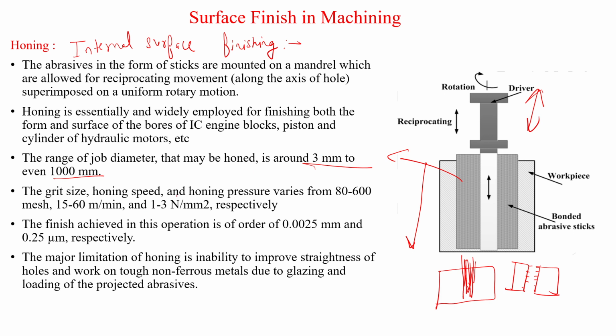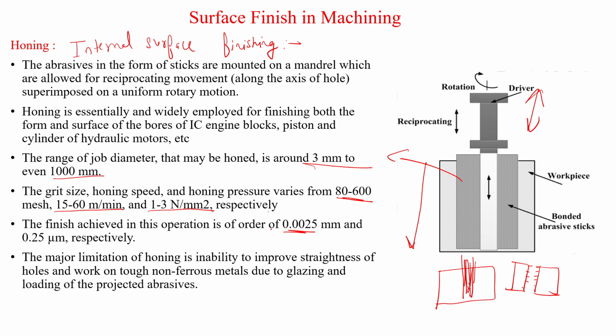The grit size, honing speed and honing pressure vary. Grit size is 80 to 600 mesh, honing speed is 15 to 60 meters per minute, and honing pressure is 1 to 3 newton per mm square. You need to understand this, because it can directly be asked in the exam, in fill in the blanks or match the following. The finish achieved in honing is in the range of 0.0025 mm, which is very small, to 0.25 micron. So this amount of finishing can be achieved in honing.